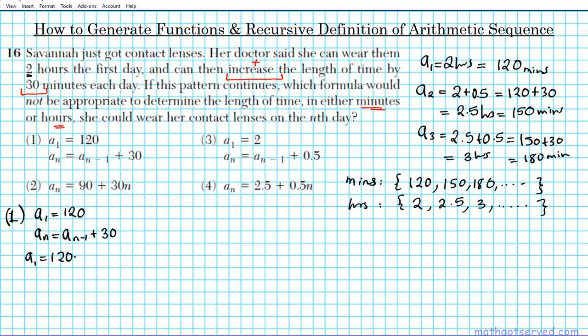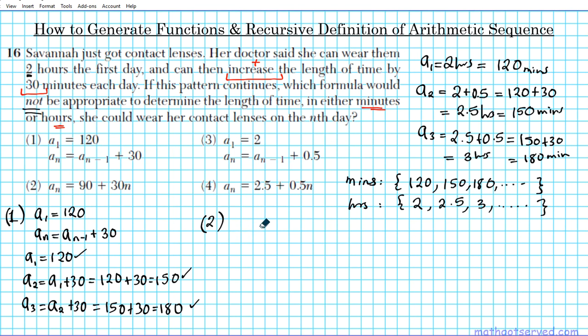That's a check. That's good. The second term, A2, is going to be the previous term, A1, plus 30. A1 is 120, plus 30, and that's 150. We have a match, check. And then for A3, you take the previous term A2 and add 30. The previous term is 150, add 30, 180. It looks like we have a winner here. Well, we don't have a winner because we have 3 winners. So this looks good. Now let's move on to option 2. Remember, the question asks for which one is not going to be appropriate.